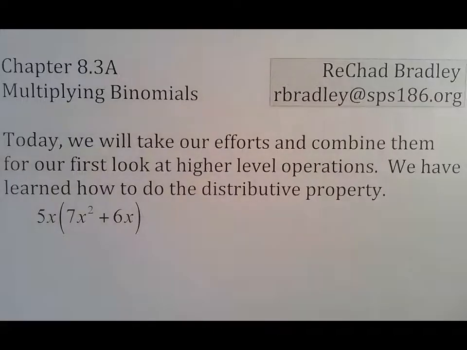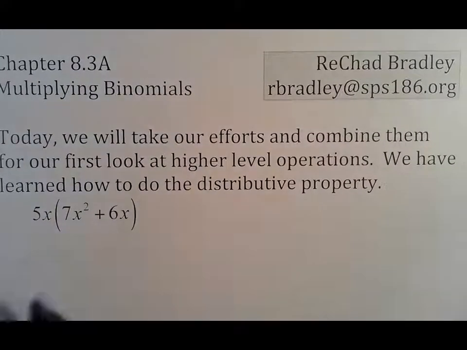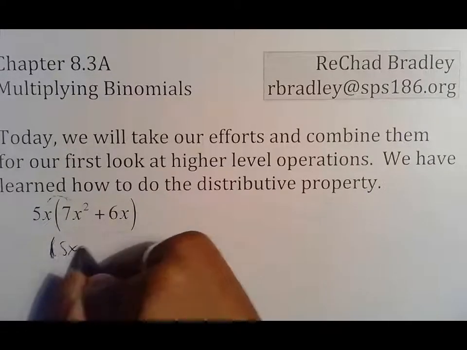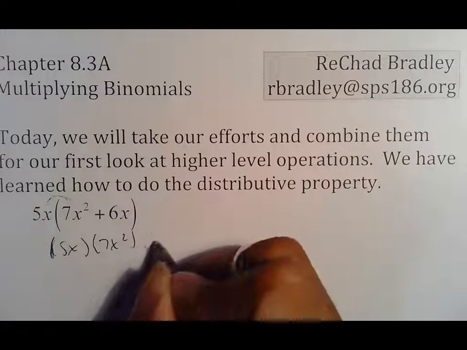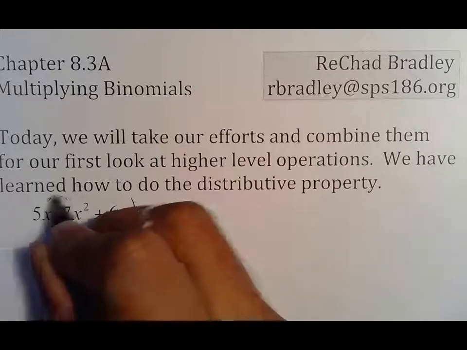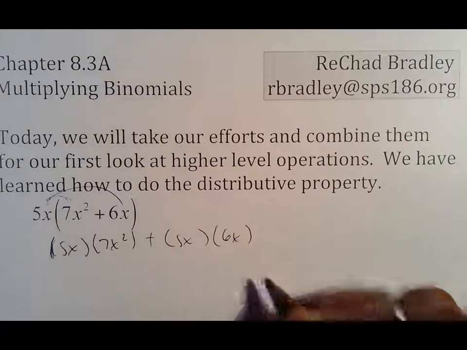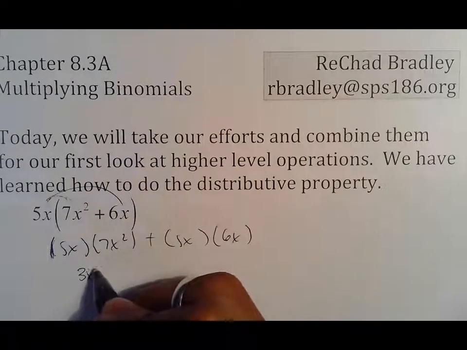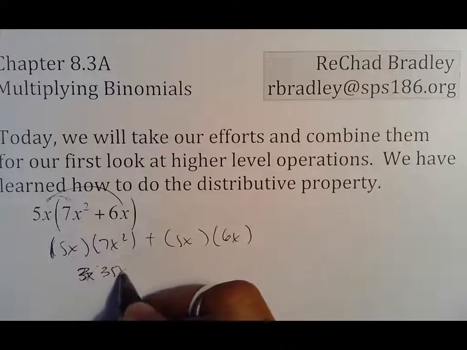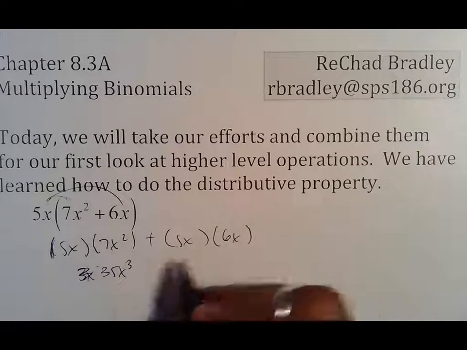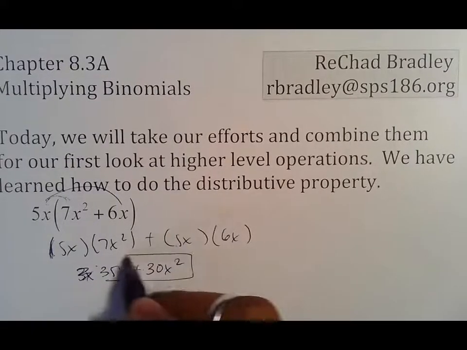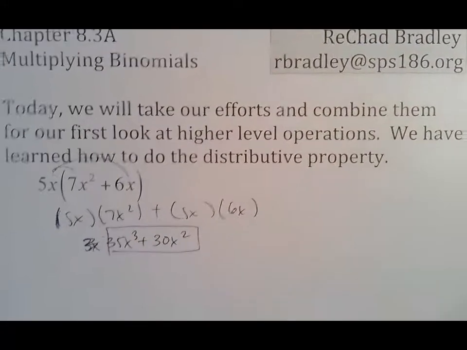operations. We've learned how to do distributive property. We've learned how to say that the outside number meets both inside numbers, that 5x meets 7x squared, and 5x meets 6x. That this ends up being 35x to the third because there's three x's, and this ends up being plus 30x squared. And so that was what we learned to do in our last section.